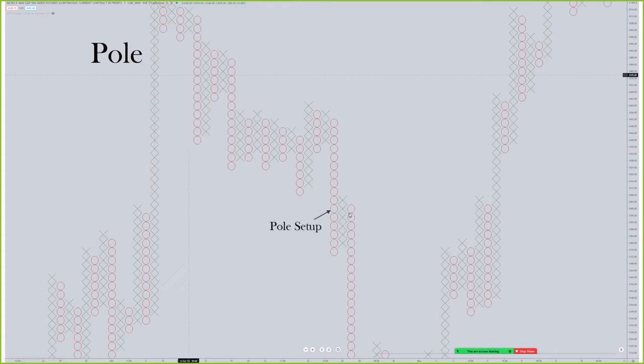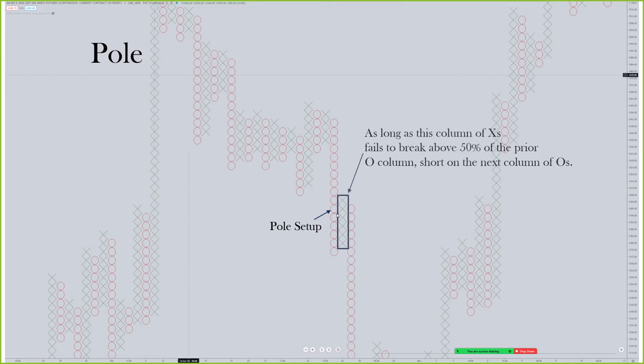Now, another thing with the pull pattern is there's the pull setup. You have this column, right? So here's the pull pattern. That is this column of O's.